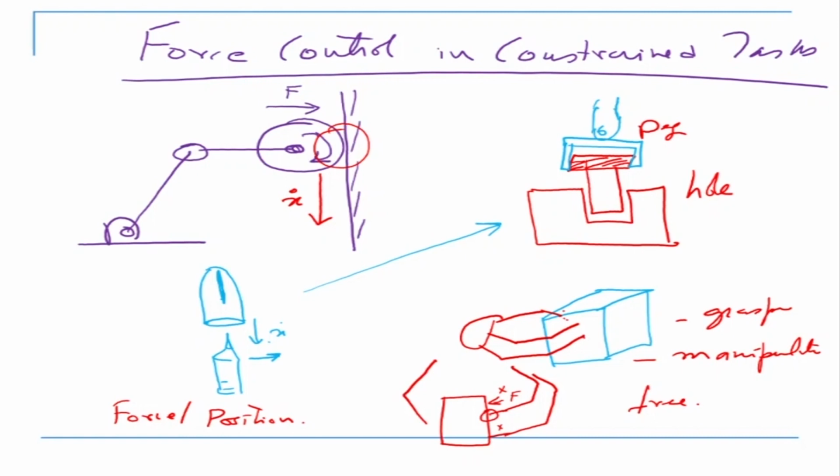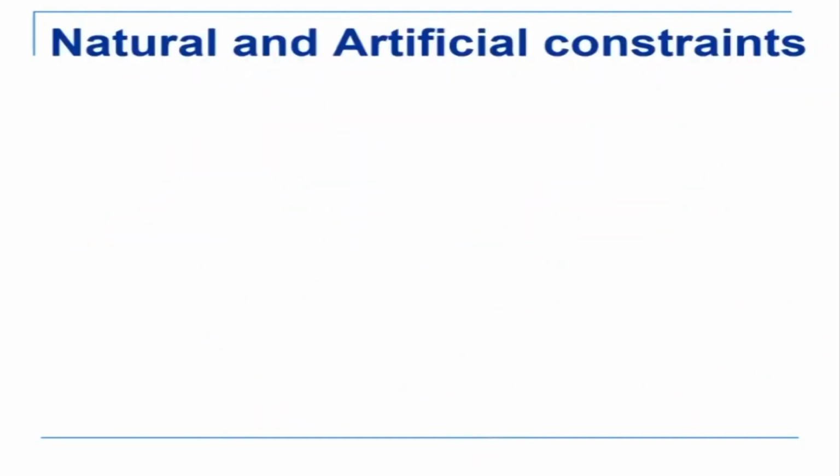Now let's try to understand why. Because there are what we call natural and artificial constraints. What are these natural and artificial constraints? This basically means that when you are performing a particular task, there are some natural constraints which are put on the task. Let's take an example. Suppose I have a wall. On this wall, I have a robot end effector which is holding, let's say, a particular tool, like this.